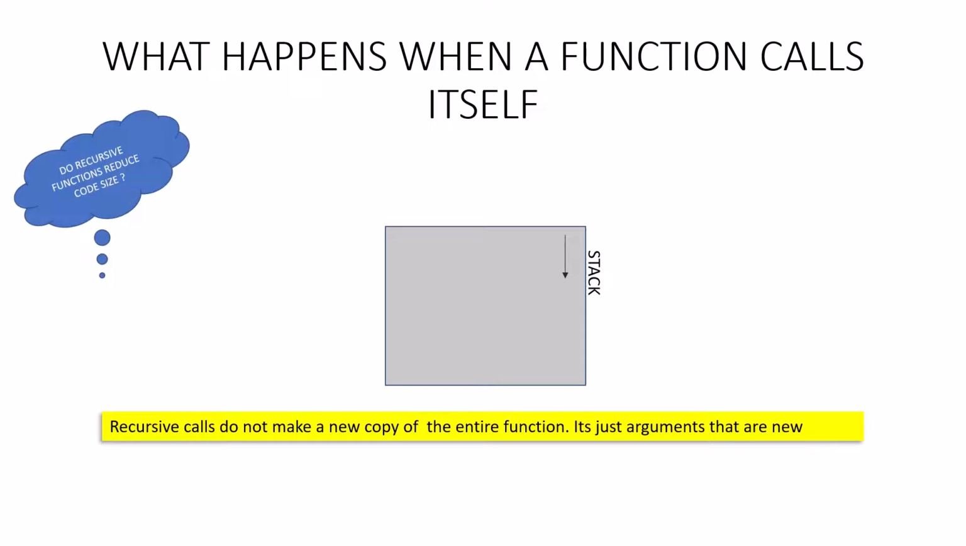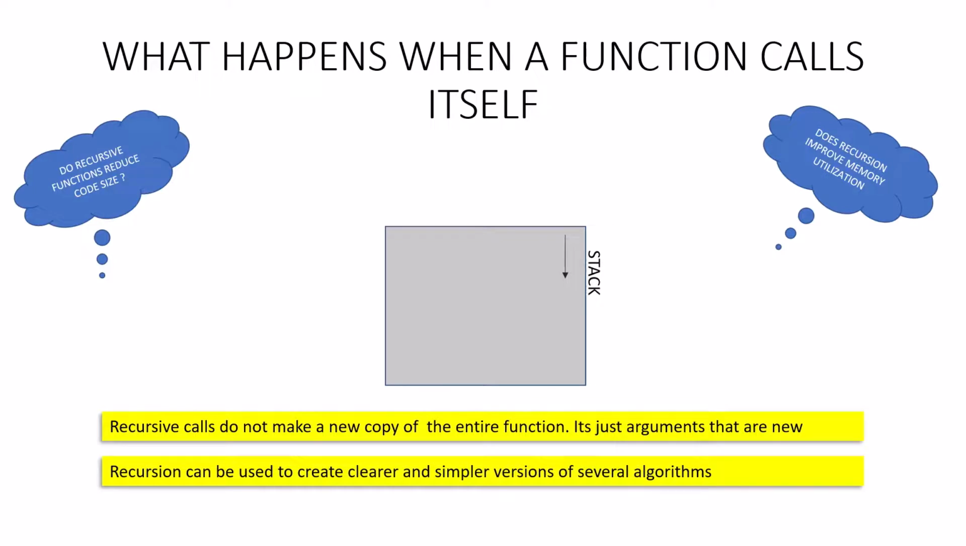Now, does recursion reduce code size? Not significantly, a little bit, yes. Does it improve memory utilization? Again, not significantly. So why is recursion used then? It's because it allows for clearer and simpler versions of algorithms. And we'll see this later when we talk about different types of sorts like merge sort, quick sort, etc. This would be for later sessions.